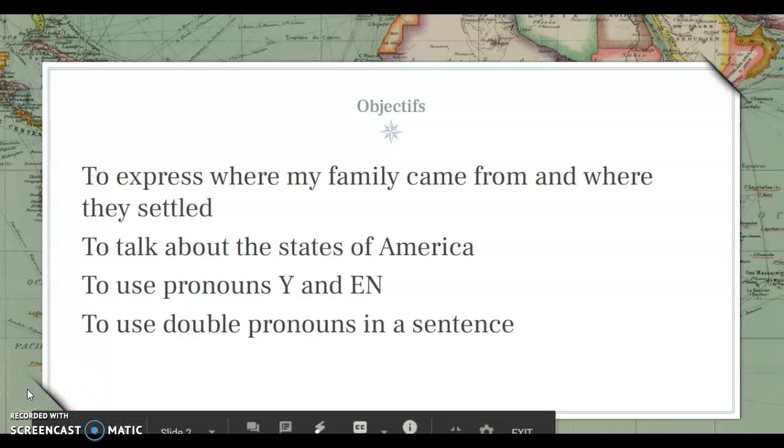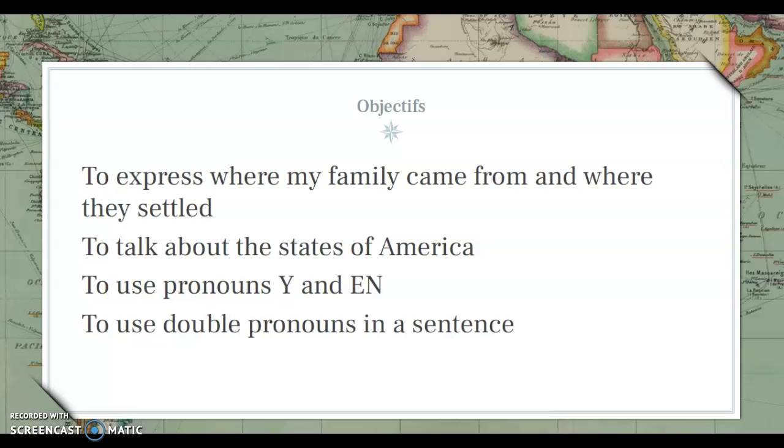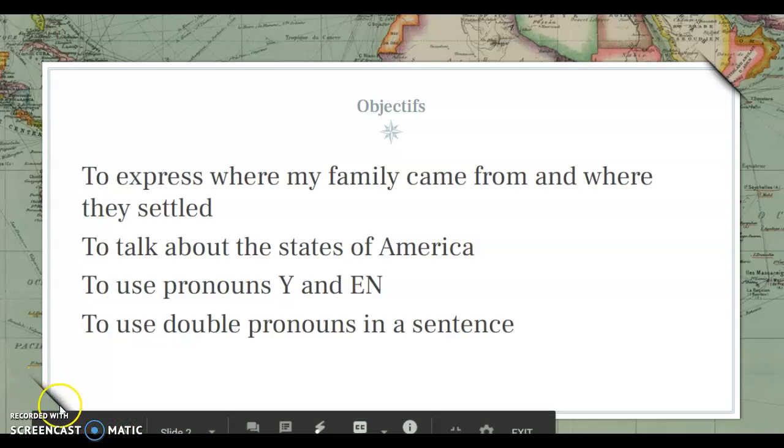Remember that our objectives are to express where my family came from and where they settled, to talk about the various states of America, to use the pronouns y and en in sentences, and also to use double pronouns in a sentence.